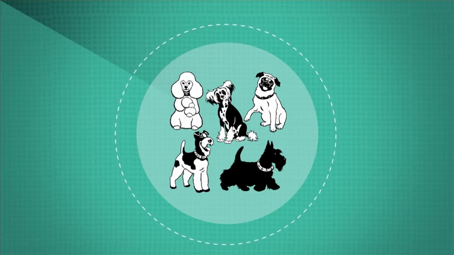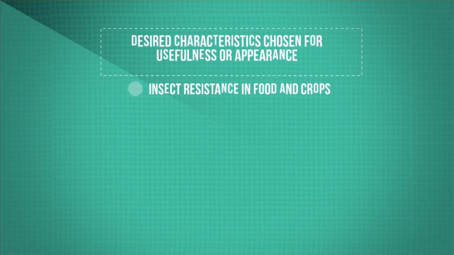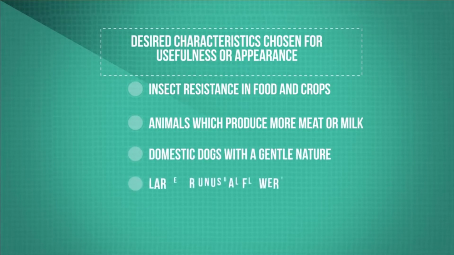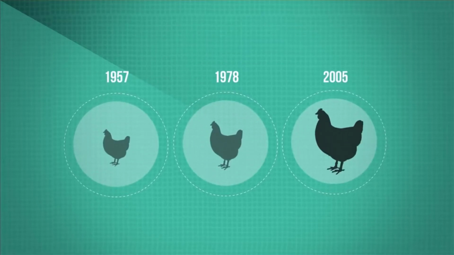The desired characteristics that we select for can be chosen for usefulness or appearance, such as insect and disease resistance in food crops by breeding from the naturally resistant individuals to increase yields. Animals which produce more meat or milk to increase yields. Domestic dogs with a gentle nature. Large or unusual flowers. We just keep breeding and selecting and breeding once more until we hit the desired jackpot. Look at what we've done to modern chickens in 50 years. It's over 4 times bigger due to selective breeding.